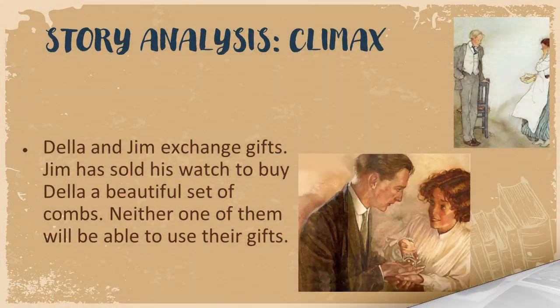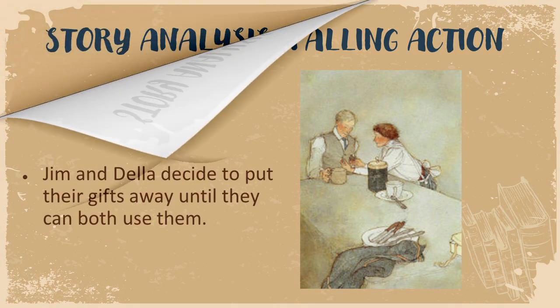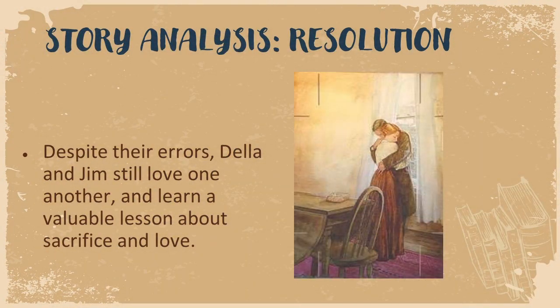Now here's the climax. Delia and Jim exchange gifts. Jim has sold his watch to buy Delia a beautiful set of combs. Neither one of them will be able to use their gifts. Now moving on to the falling action. Jim and Delia decide to put their gifts away until they can both use them. And here's the resolution. Despite their errors, Delia and Jim still love one another and learn a valuable lesson about sacrifice and love.